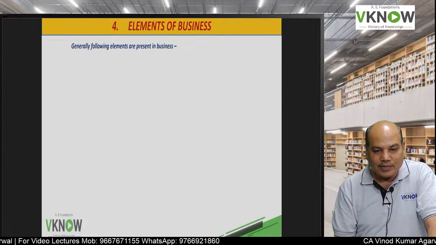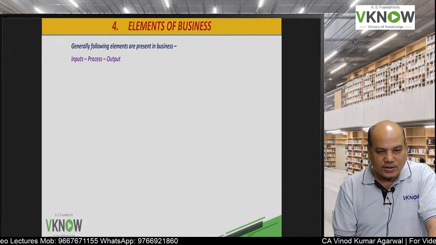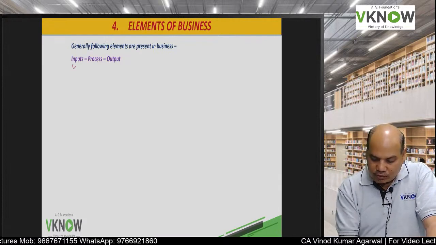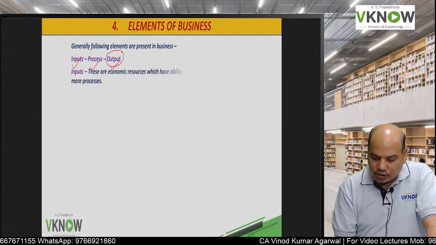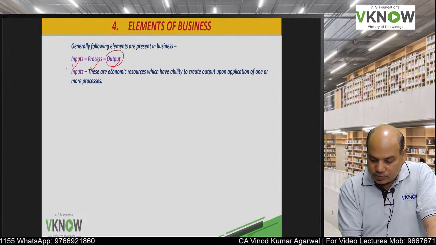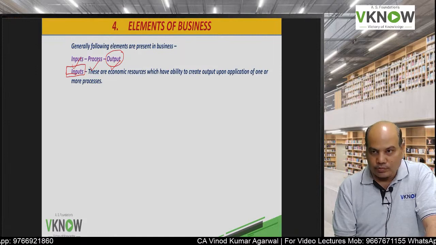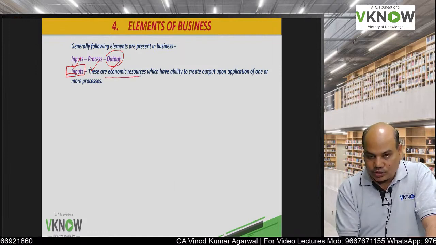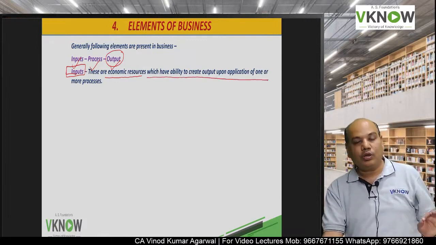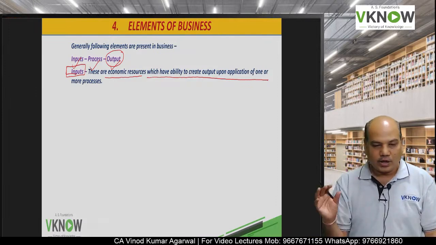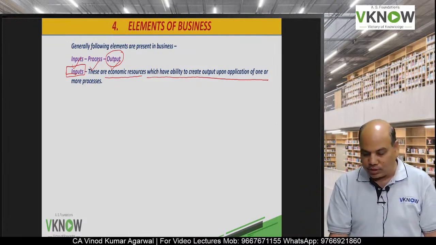Now let us see what are the elements of a business. Business has three elements: input, process, output. But please remember, output is not a necessary condition. First we will see what is the meaning of input. Inputs are economic resources which have the ability to create output by applying one or more processes. So if there is raw material which can be processed and converted into finished goods, that is input.